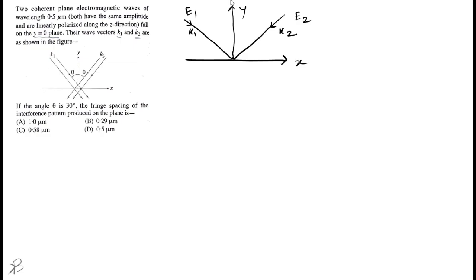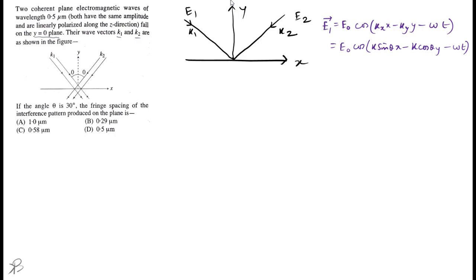so here we have E1 equal to E0 cos of kx x minus ky y minus omega t, and we can write this as E0 cos of k sine theta x minus k cos theta y minus omega t. These are quite simple, that's why I'm not explaining.